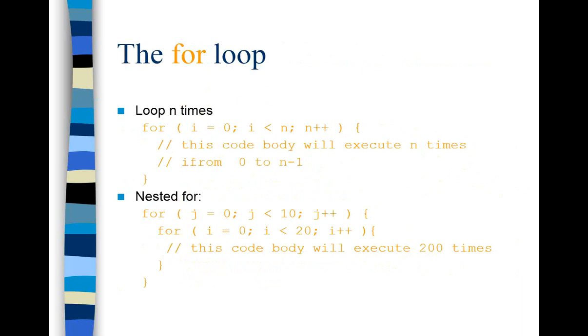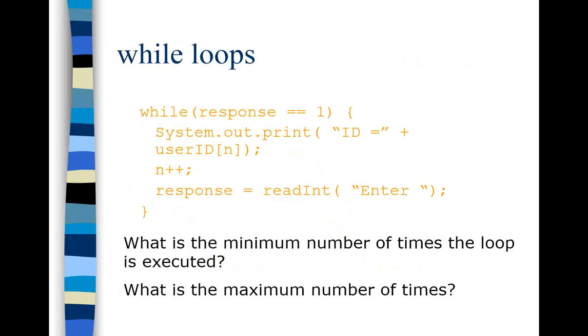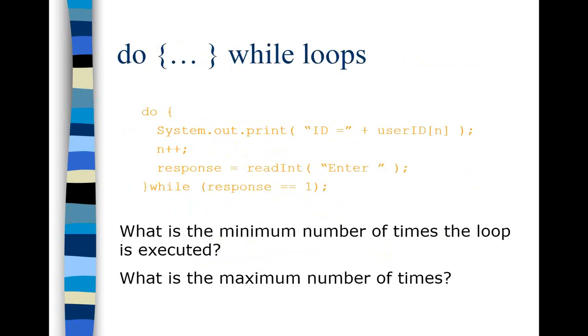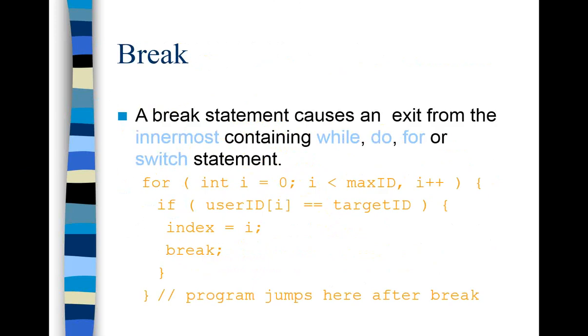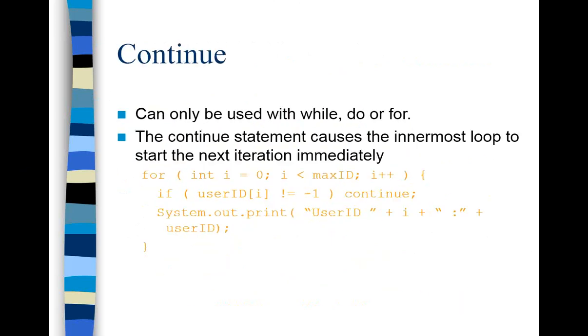Loops we discussed. You can also write nested for loops, right? Inside one for loop you can write another for loop as well. That is fine. It's like this, a nested for loop. Skip that. While loop we already discussed. So go ahead, do while loops. Break we discussed. Continue we discussed.